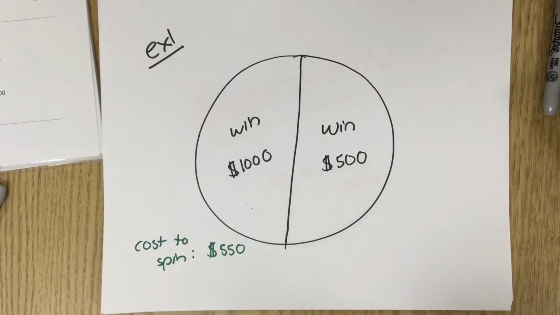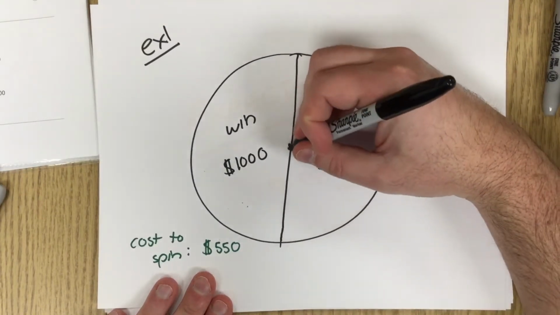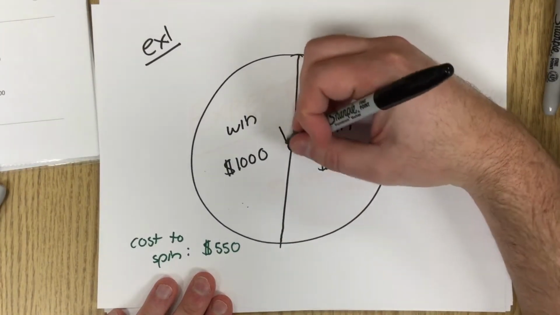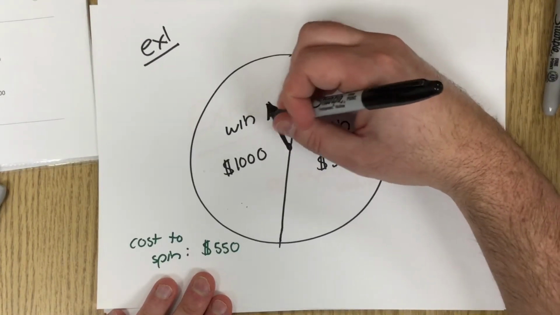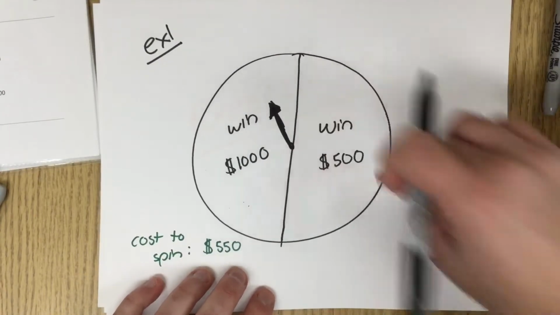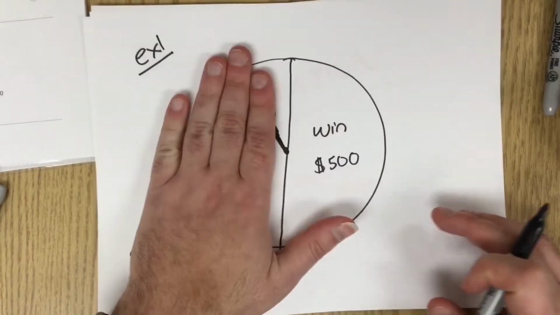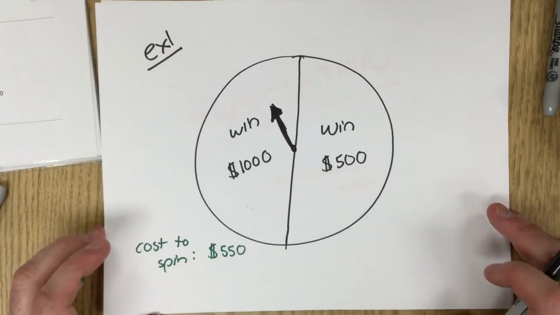So what we have here is a spinner. Let me draw an arrow. So we have a twister, spinner, or something like that. It's a spinner, and we spin it around, and it lands over here. You win $500, and if it lands over here, you win $1,000. And the cost to spin the spinner is $550.